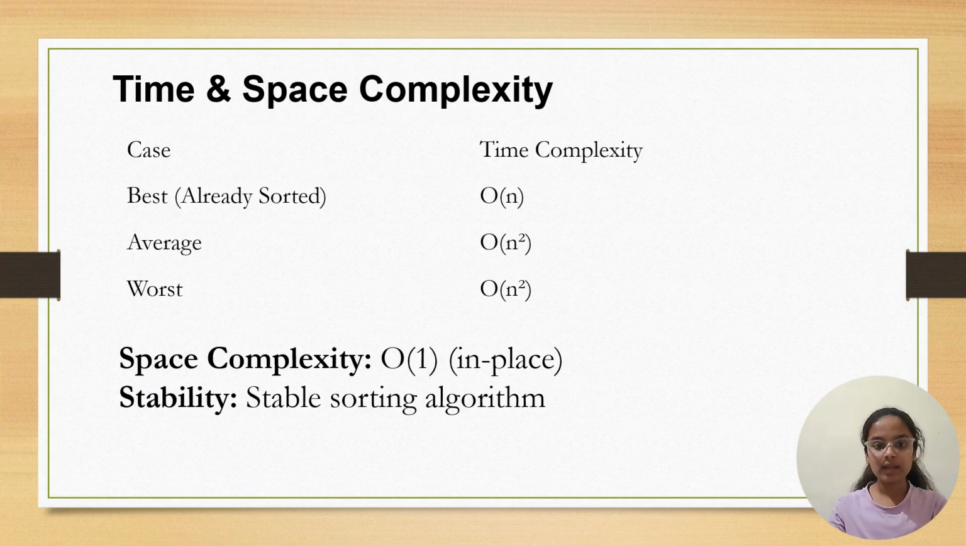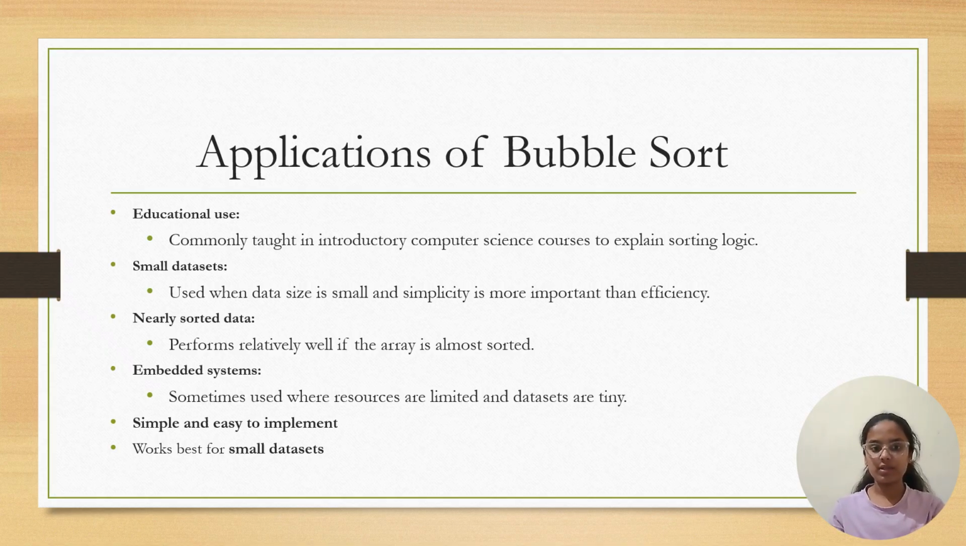Coming to the next slide, we have applications of bubble sort. In educational use, bubble sort is commonly taught in introductory computer science courses to explain sorting logic. For small data sets, it is used when data size is small and simplicity is more important than efficiency. It also performs relatively well if the array is almost sorted.